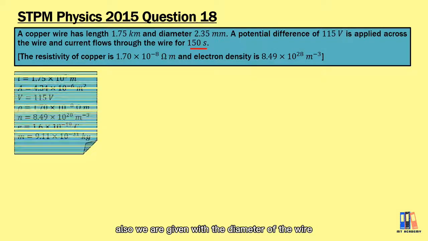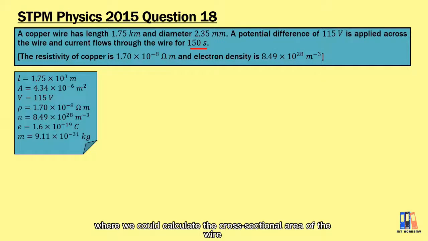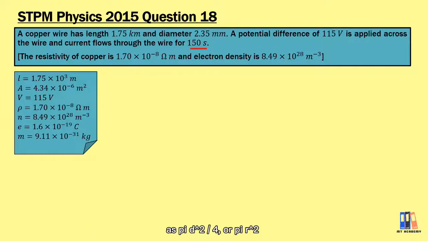Also, we are given the diameter of the wire, where we could calculate the cross-sectional area of the wire as pi d squared over 4. Or you can also use the formula pi r squared. So the cross-sectional area would be 4.34 multiplied by 10 to the power of negative 6 meters squared.